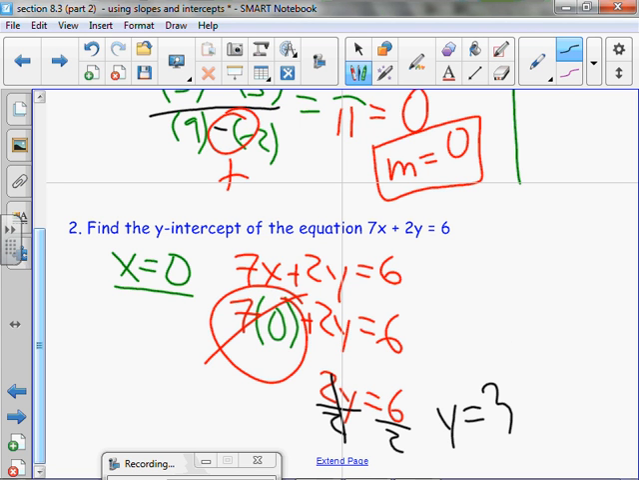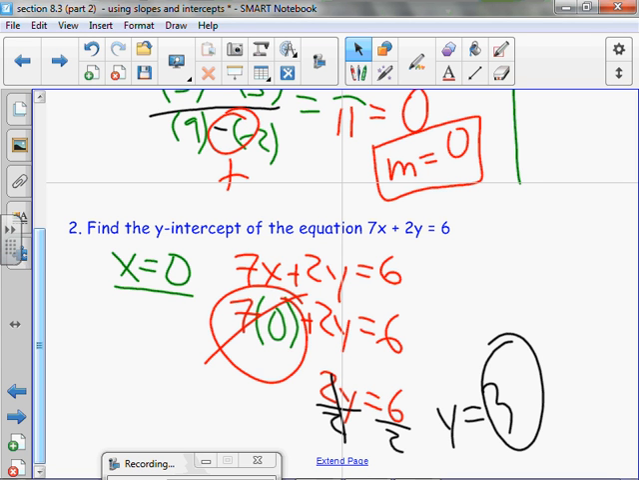My y-intercept is just 3. Not y equals 3, it's just 3. And this is important for what's coming up in our lesson today. So the y-intercept is just the number. Okay? It's not the point. It's not the coordinate. It's just the number. If we wanted to graph our y-intercept, we would need to use the point (0, 3). But our y-intercept is just 3.